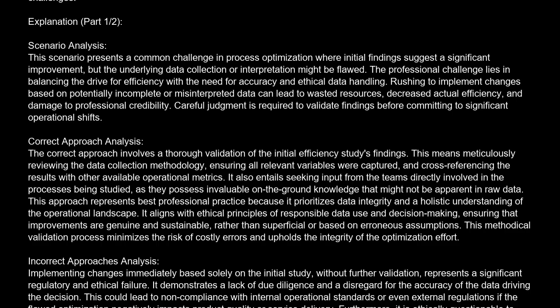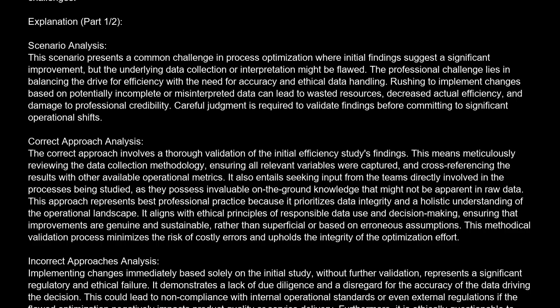The professional challenge lies in balancing the drive for efficiency with the need for accuracy and ethical data handling. Rushing to implement changes based on potentially incomplete or misinterpreted data can lead to wasted resources, decreased actual efficiency, and damage to professional credibility. Careful judgment is required to validate findings before committing to significant operational shifts.